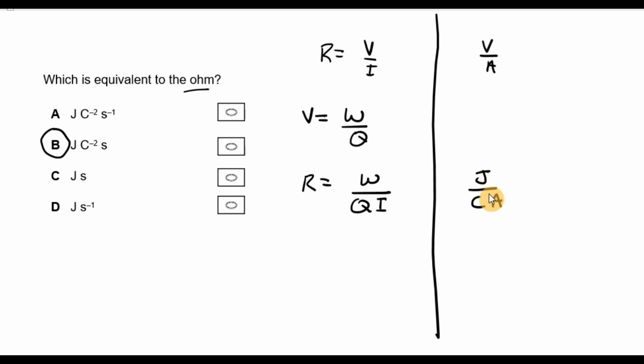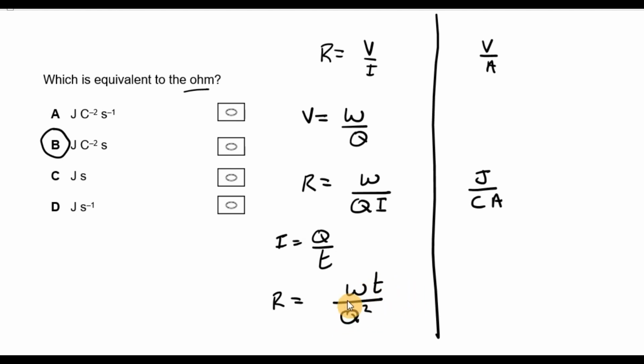So now I've got joules per coulomb per amp. Well, again, there's still no amps in here. They've got seconds in all of these answers. So I know that current equals charge per unit time. And if I substitute charge per unit time instead of current into this equation, I'll get resistance is equal to work done over charge squared, and with time on the top there.